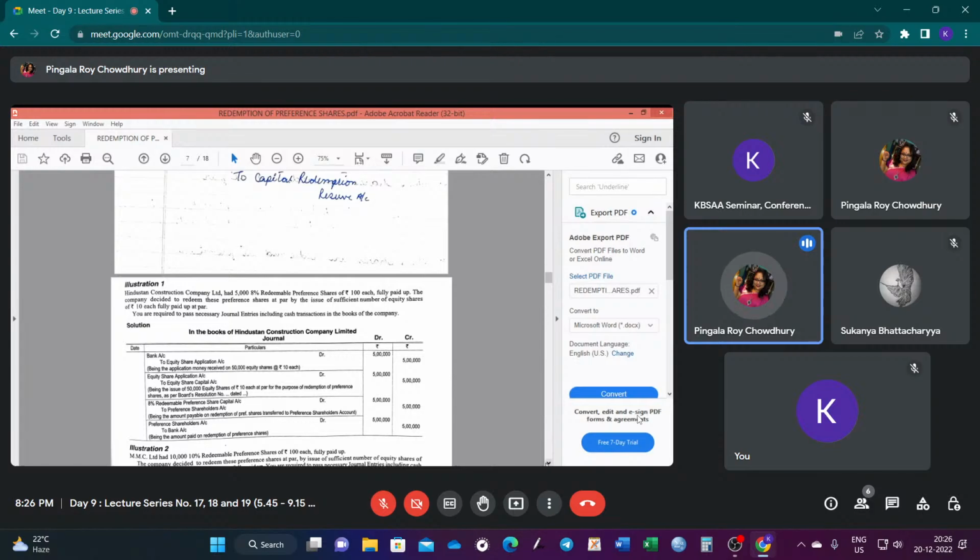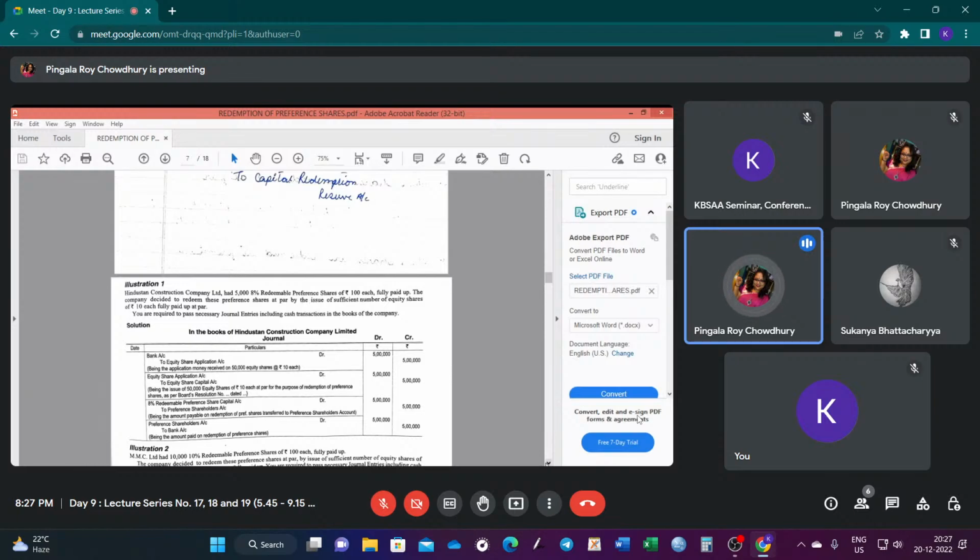is carrying a dividend rate of 8%, the face value of which is rupees 100, and each of them is fully paid up. So the first thing which we need to remember for passing redemption entries, is that any preference share which is not fully paid up cannot be redeemed. Here, all 5,000 shares are fully paid up, so there's no problem in redeeming them. The company has decided to redeem them by proceeds from a fresh issue. But what number of equity shares will be issued has not been specified. That will be clear if we go through the sum.